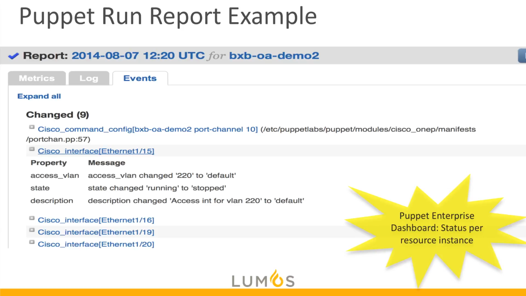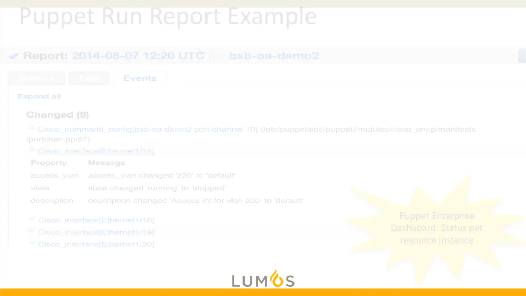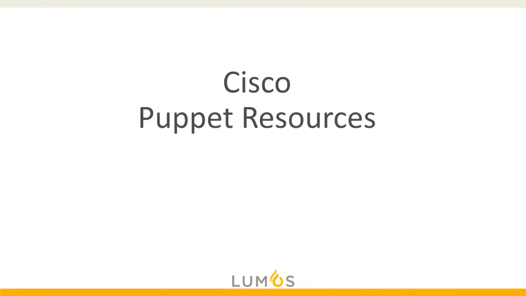So here's an example of a runtime report. Here we can see, for instance, that the Puppet master has gone out, downloaded various manifests, and gone ahead and changed the VLAN, changed a particular state from running to stopped, and applied a description for various interfaces. So, taking a look at some of the Puppet resources for Cisco.